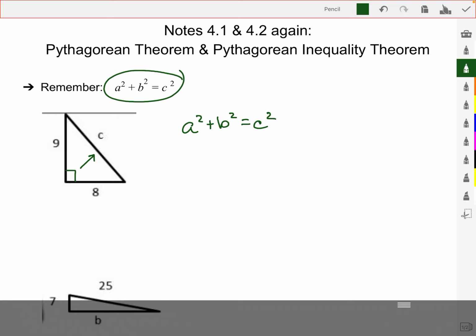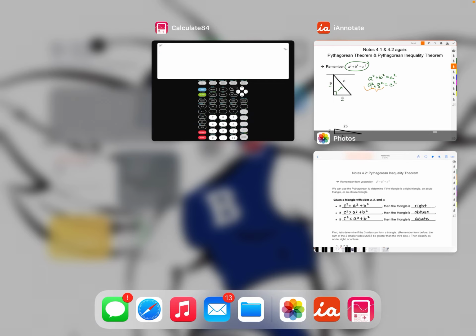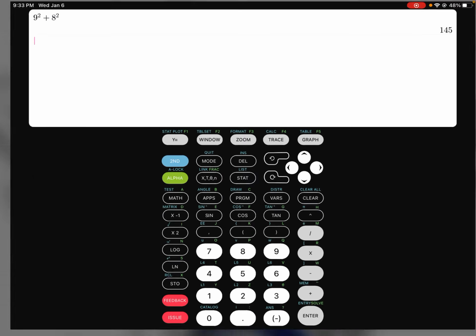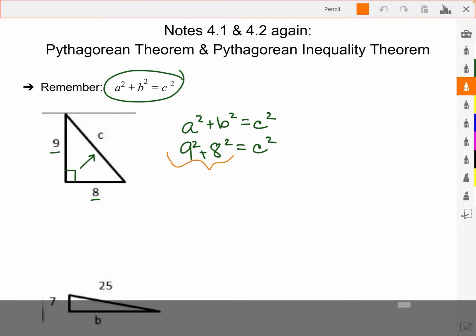Across from the right angle is going to be my hypotenuse, which means the other two numbers are the legs. So this time I'm solving for c. So 9 squared plus 8 squared equals c squared. Let's figure out what 9 squared plus 8 squared is. That is 145. And then I want c all by itself.